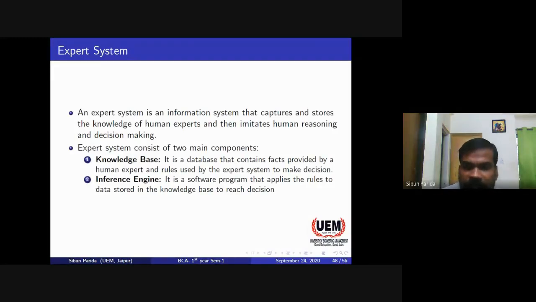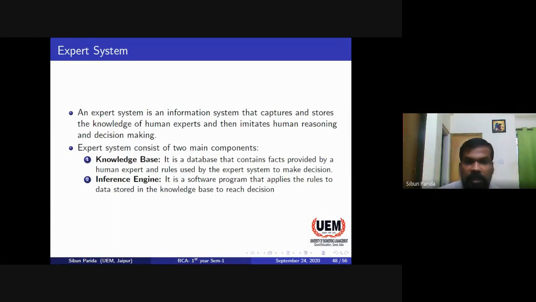If I am saying I am an expert in this subject, that means if someone asks me regarding this subject, I am able to answer those questions. So an expert system consists of two main components, that is the knowledge base and the inference engine.